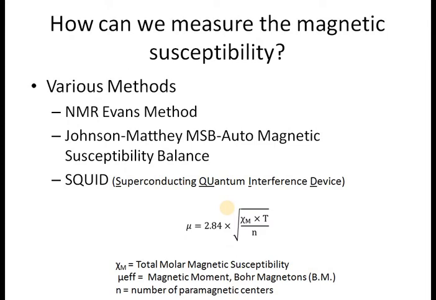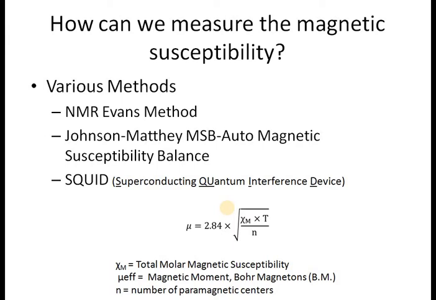How can we measure the magnetic susceptibility? There are various methods to measure the magnetic susceptibility. These methods are the NMR Evans method, the Johnson Matthey MSB automatic magnetic susceptibility balance, SQUID, which means superconducting quantum interference device, and the Gouy balance.